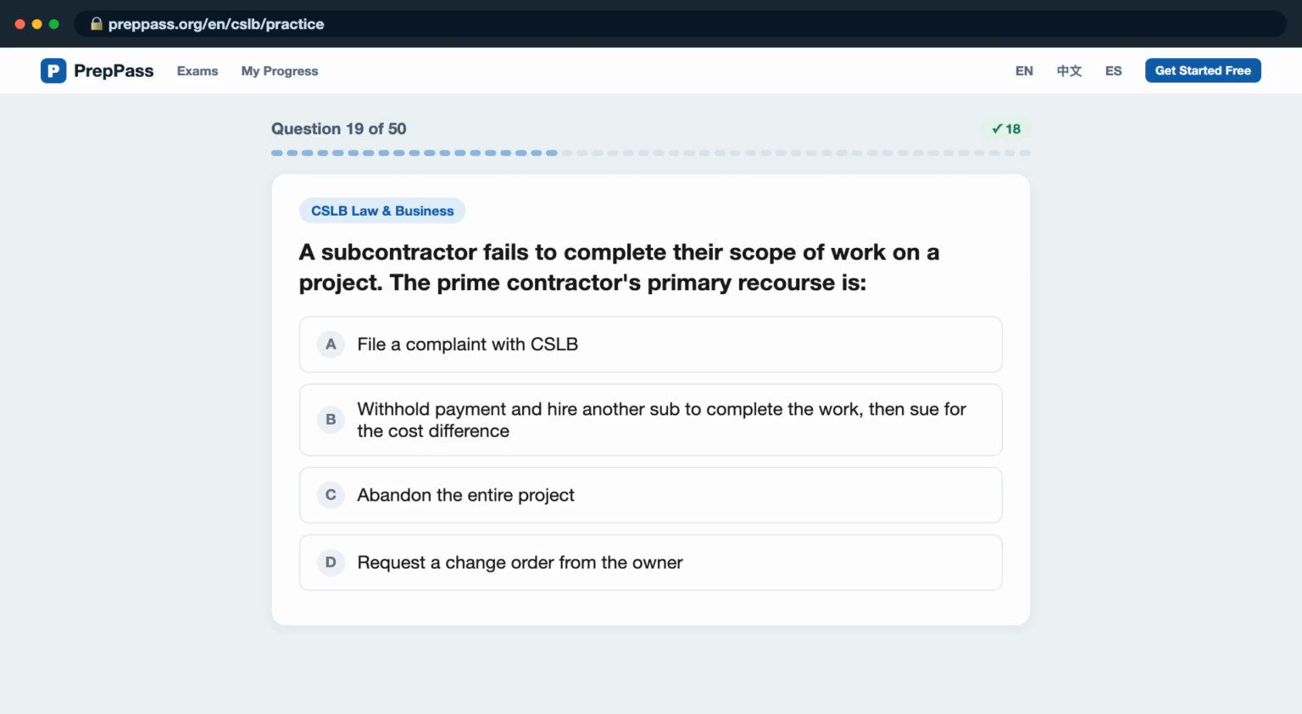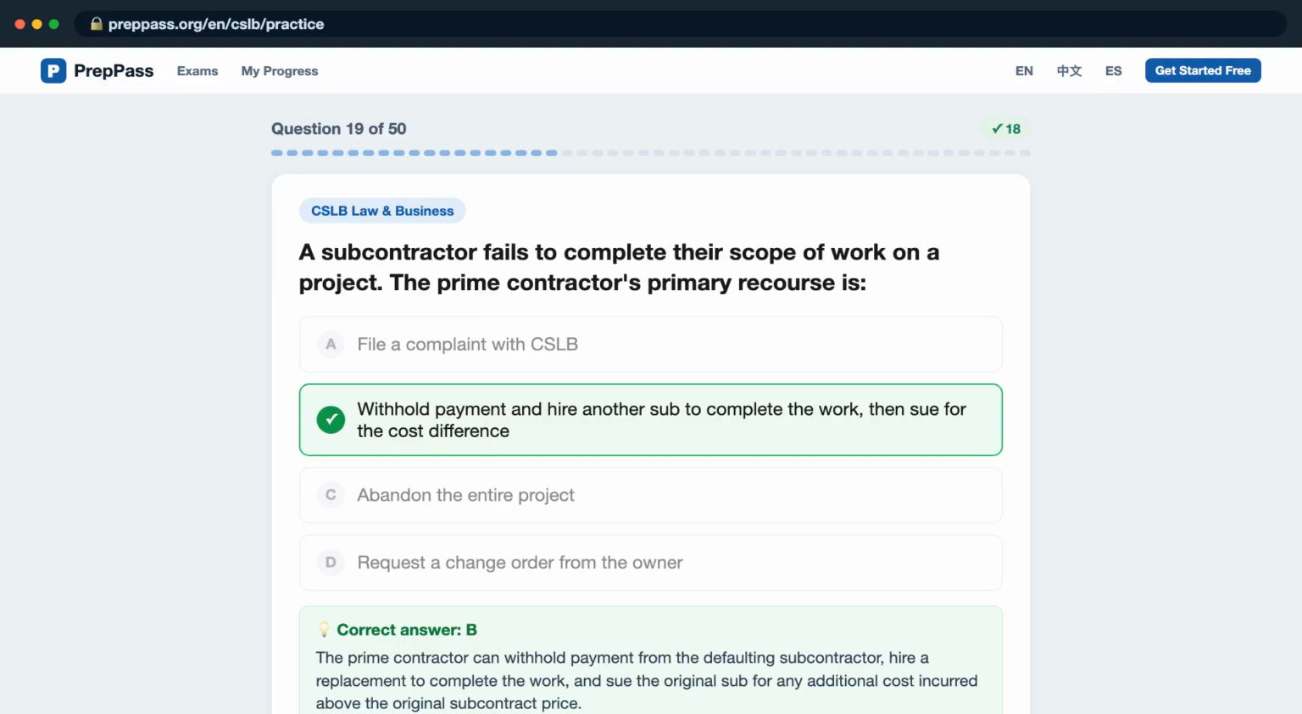Question 19. A subcontractor fails to complete their scope of work on a project. The prime contractor's primary recourse is it A, file a complaint with CSLB? B, withhold payment and hire another sub to complete the work, then sue for the cost difference? C, abandon the entire project? D, request a change order from the owner? The correct answer is B.